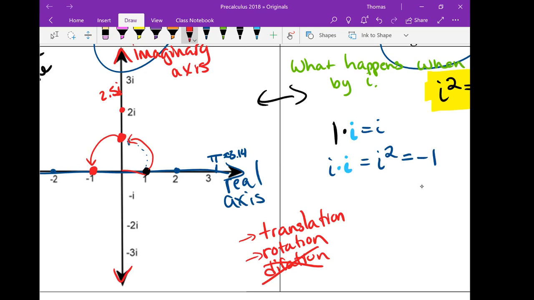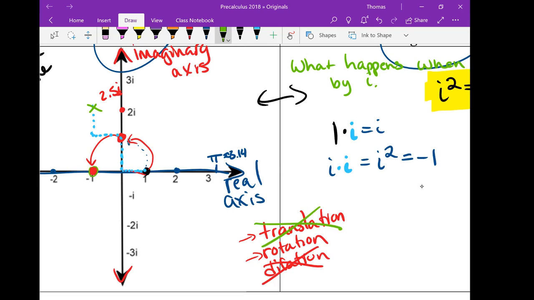Let's see if it was a translation. If it were a translation, the translation would have taken it 1 unit left and 1 unit up. And then if it were to be transformed again, it should have gone 1 unit left and 1 unit up. But it didn't end up there. Right? This is not where our point ended up. Instead, our point ended up back down here at negative 1.